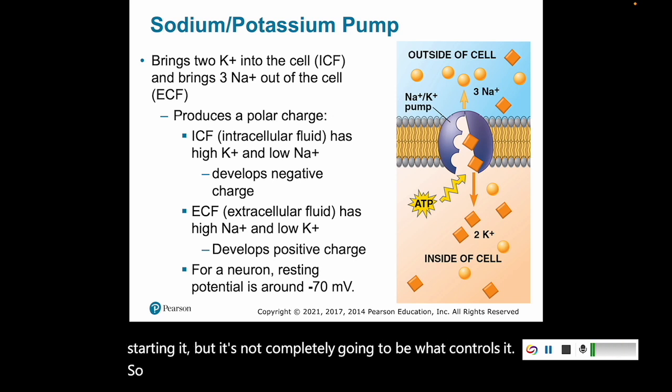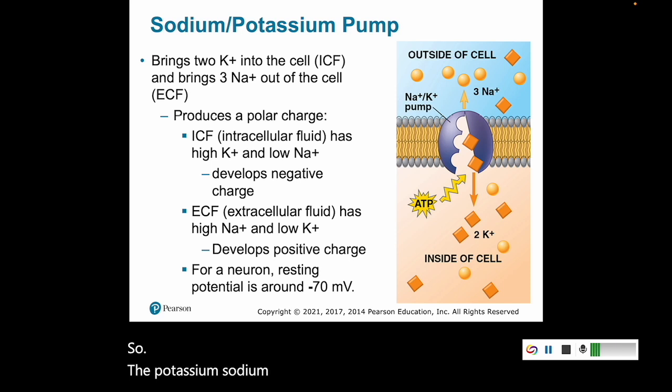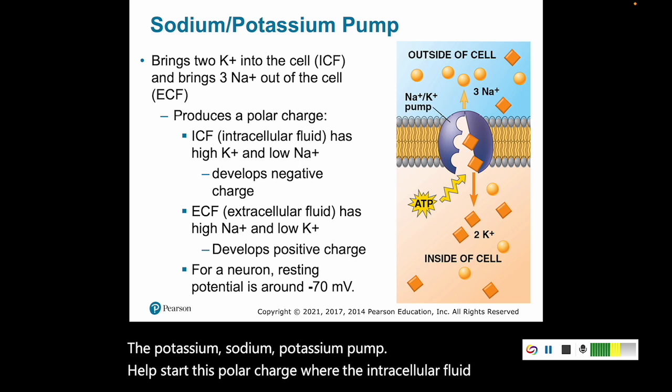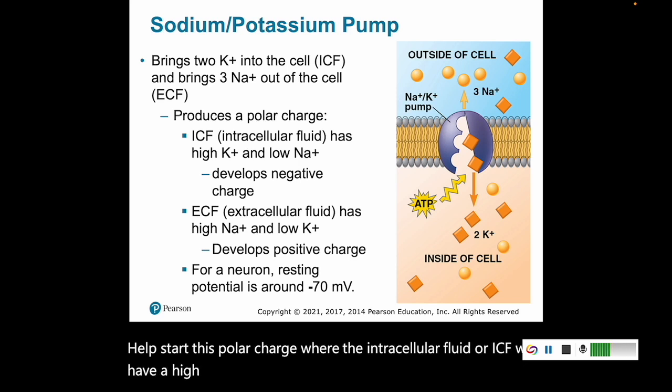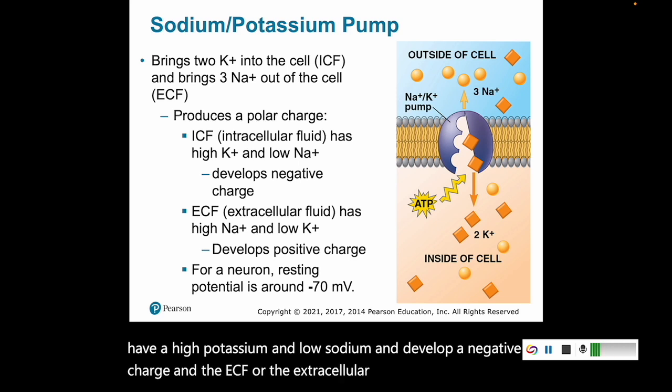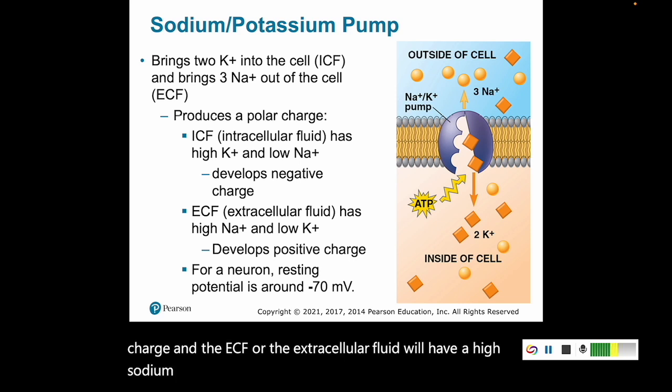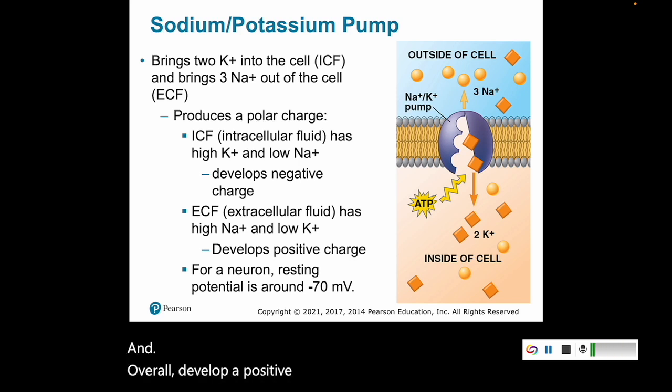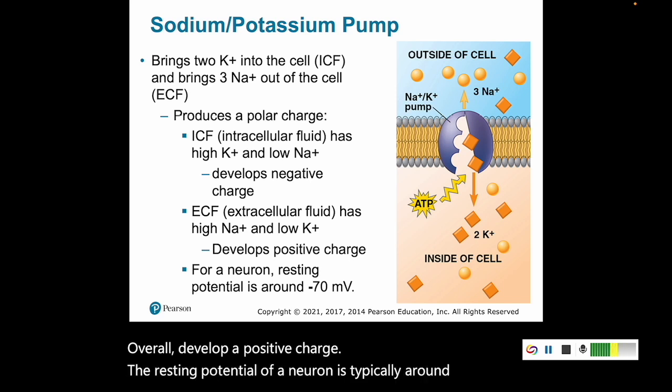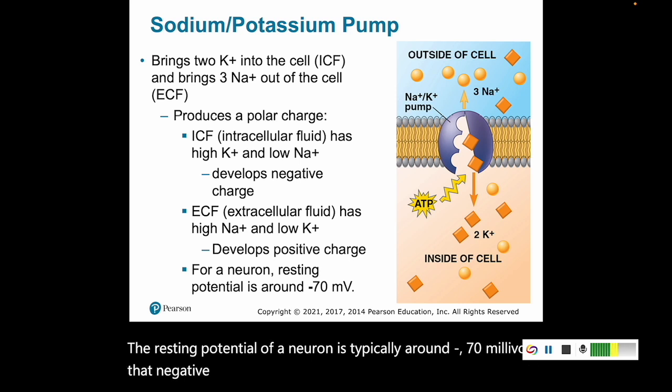So the sodium-potassium pump helps start this polar charge where the intracellular fluid, or ICF, will have a high potassium and low sodium and develop a negative charge, and the ECF, or the extracellular fluid, will have a high sodium and low potassium and overall develop a positive charge. The resting potential of a neuron is typically around negative 70 millivolts. That negative tells you it has more negative inside, and millivolts tells you how much that charge is.